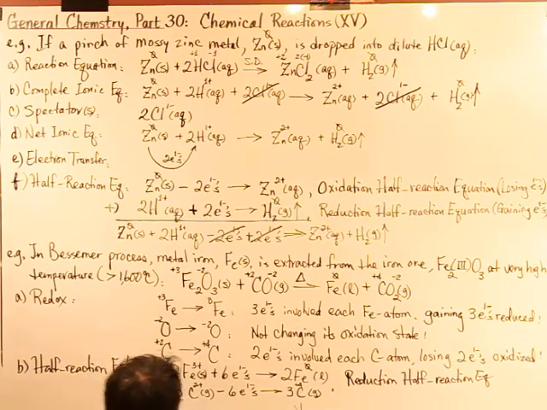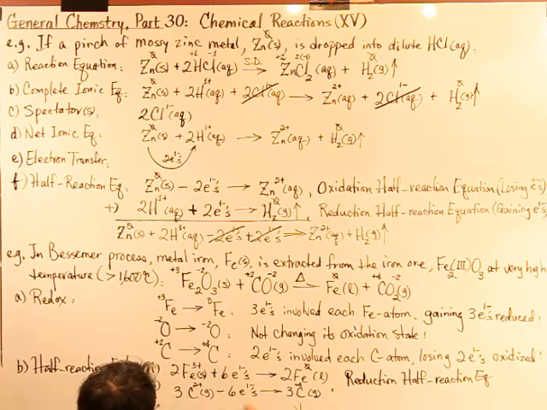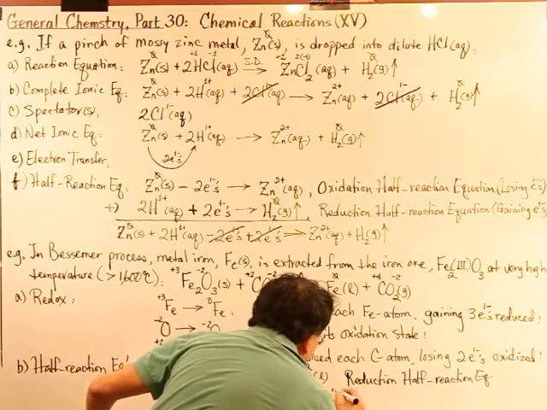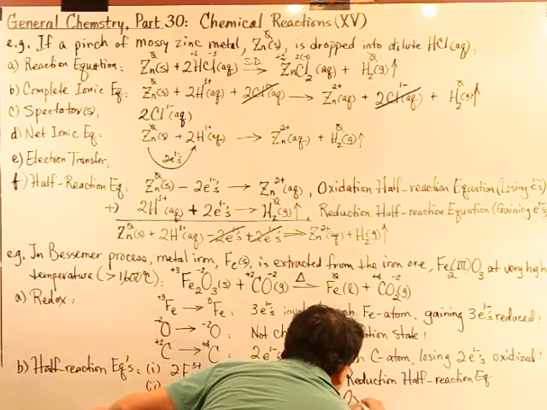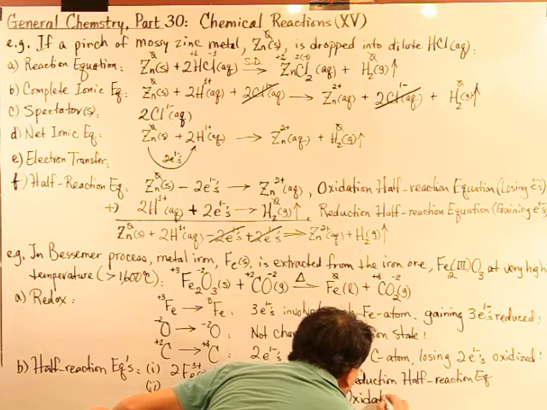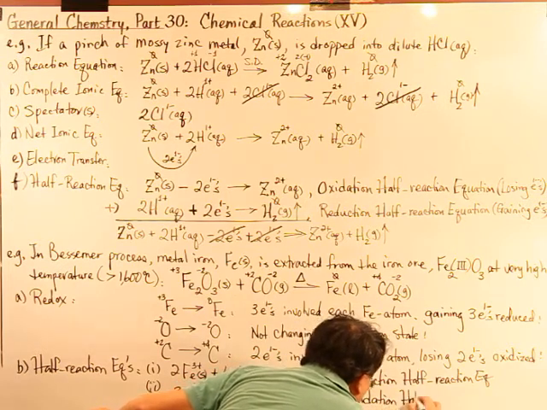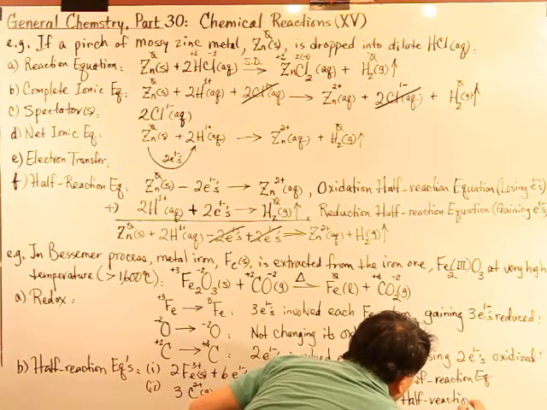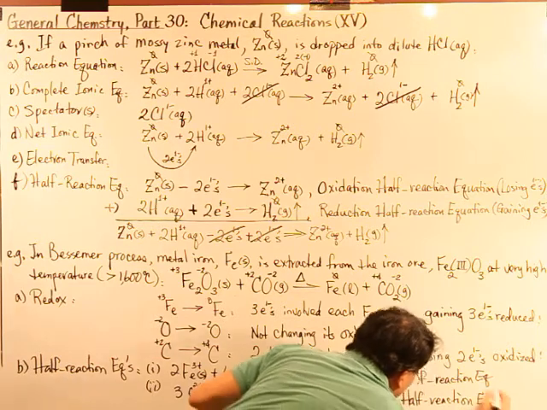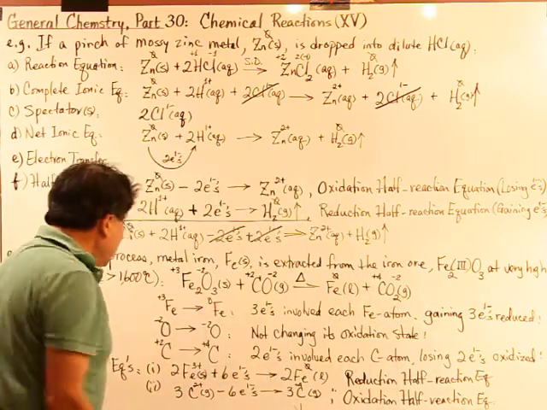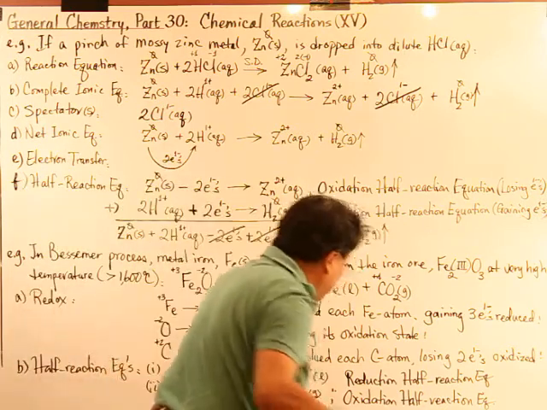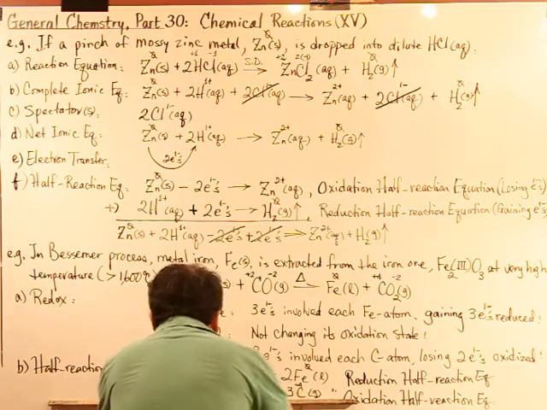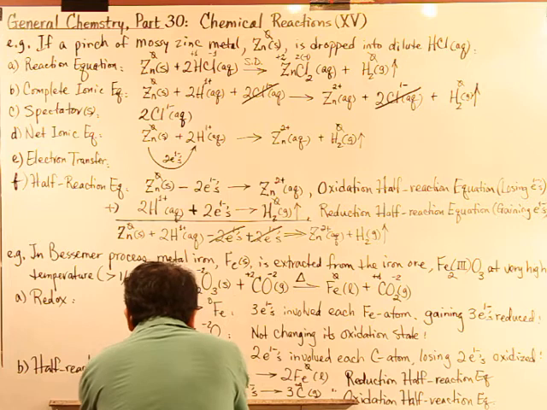All right, if you add them up, but before that, we have to say this. This is going to be what? It's the oxidation half reaction equation. All right. Now, if you add them up, let's see, we are able to draw a line to add them up.